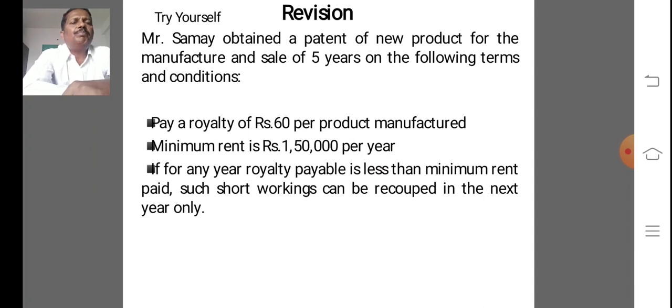Mr. Samai obtained a patent of a new product for the manufacture and sale for 5 years on the following terms and conditions. Pay royalty of rupees 60 per product manufactured. Minimum rent is rupees 1,50,000 per year. If for any year royalty payable is less than the minimum rent paid, such short workings can be recouped in the next year only. Try yourself.